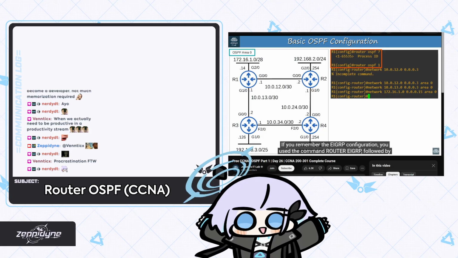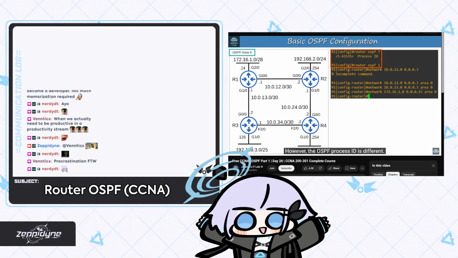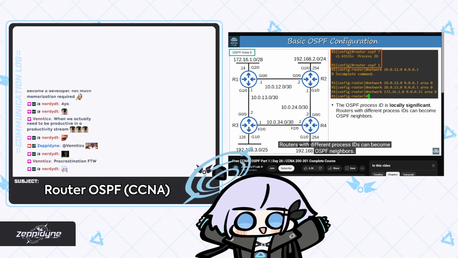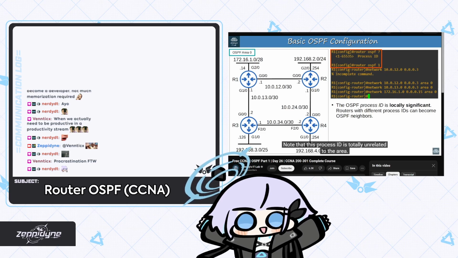In EIGRP configuration, you use the command router EIGRP followed by an AS number. For EIGRP routers to become neighbors, their AS number has to match. However, the OSPF process ID is different. The OSPF process ID is locally significant. Routers with different process IDs can become OSPF neighbors. Usually, I just use process ID 1, but you could, for example, use process ID 1 on R1 and process ID 2 on R2, and they would still become OSPF neighbors and exchange LSAs. Note that this process ID is totally unrelated to the area. You'll see next that the area is configured separately.